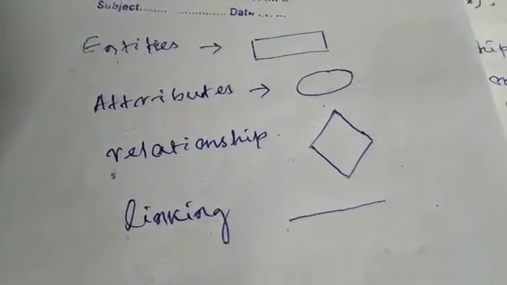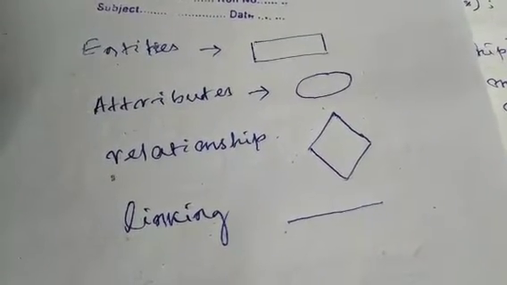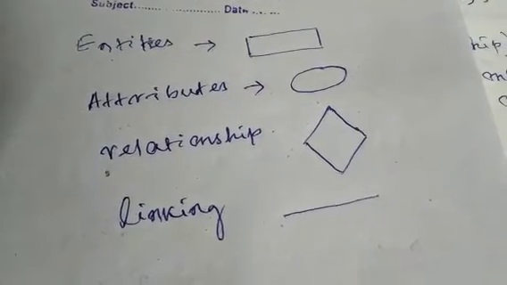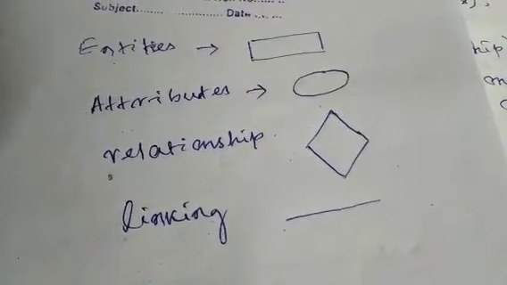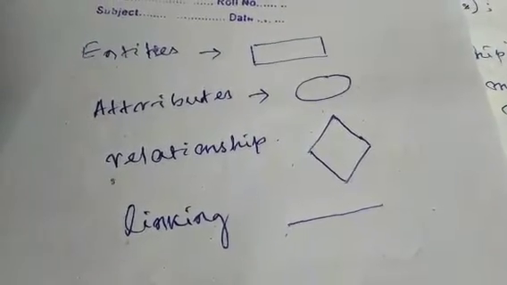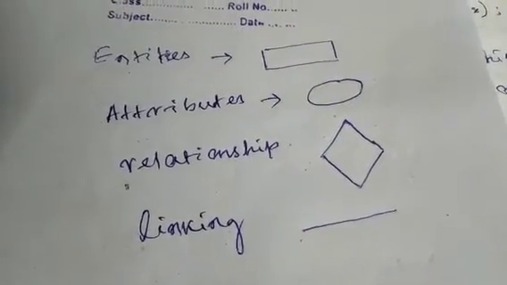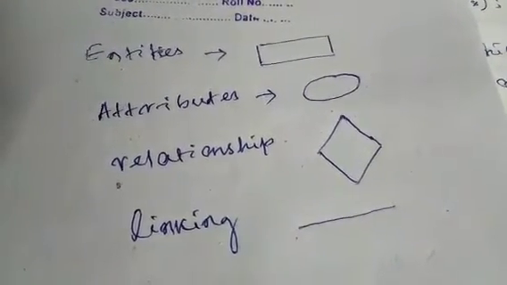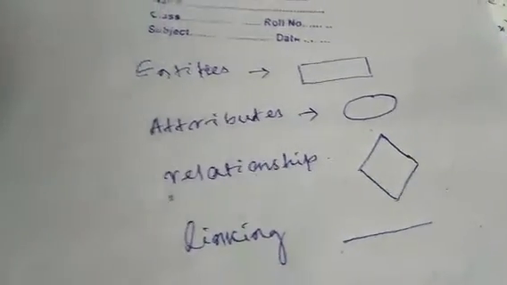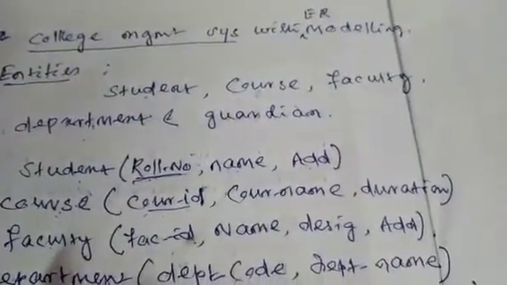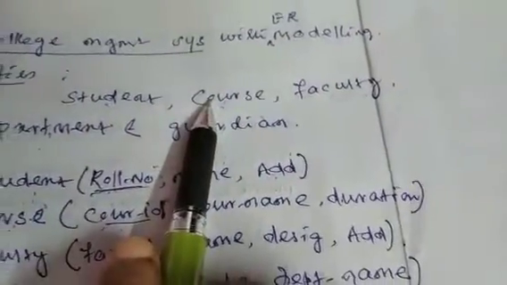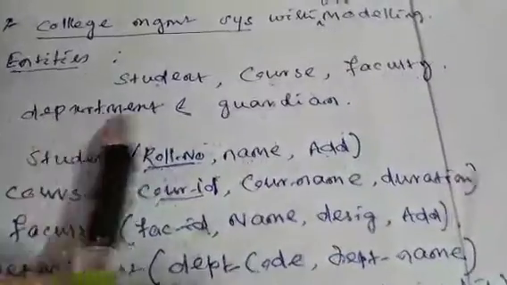This entity relationship diagram is used in database management systems to describe different databases like a hospital management system, a library management system, or a college database management system. So today we are going to describe the college management system. In the college management system, we have many entities like student, course, faculty, department, and guardian.